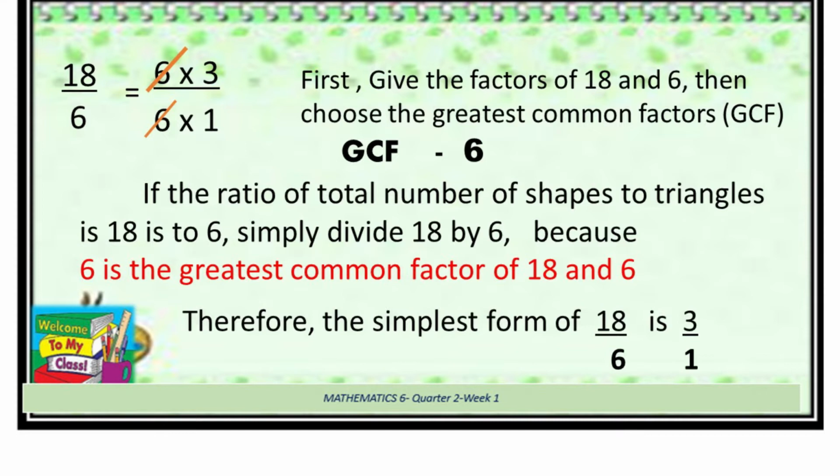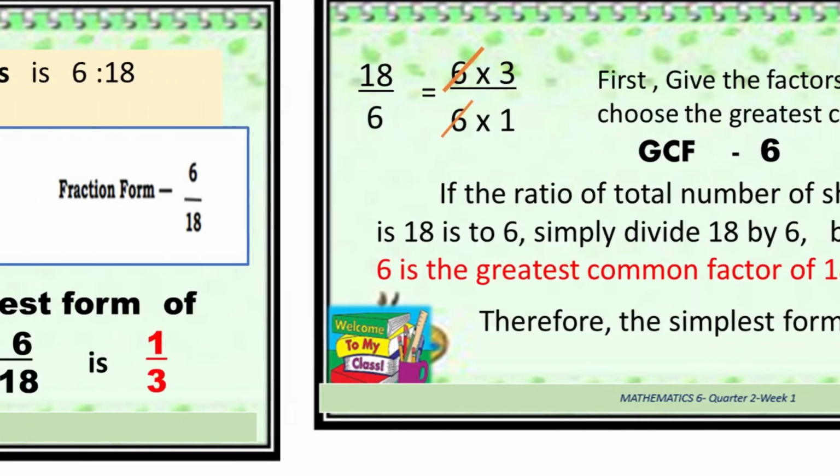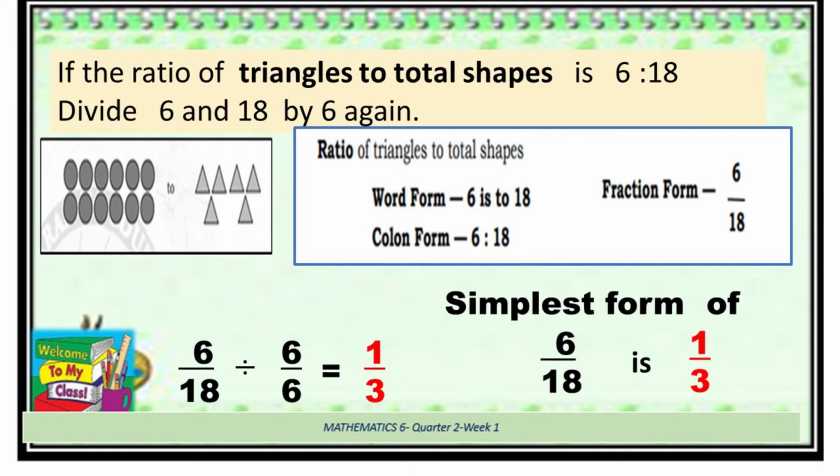So 18 divided by 6 equals 3. 6 divided by 6 equals 1. Therefore, the simplest form of 18:6 is 3:1. If the ratio of triangles to total shapes is 6:18, divide by 6 again. 6 divided by 6 equals 1. 18 divided by 6 equals 3. Therefore, the simplest form of 6:18 is 1:3. Always express your answers in simplest form if possible.